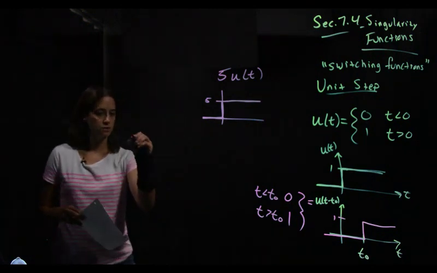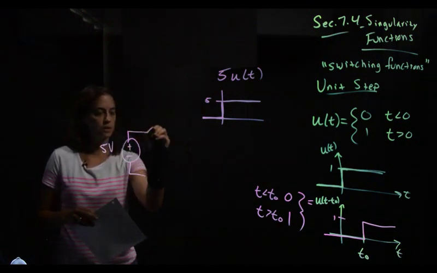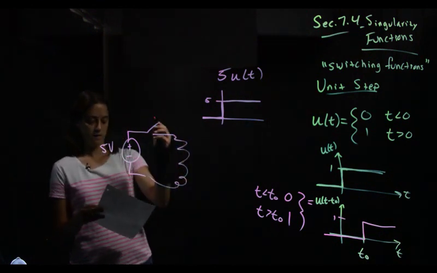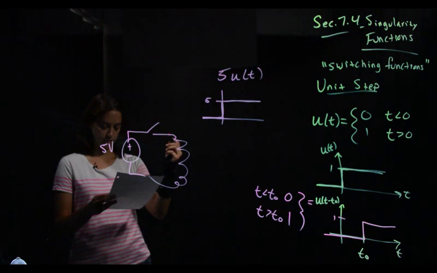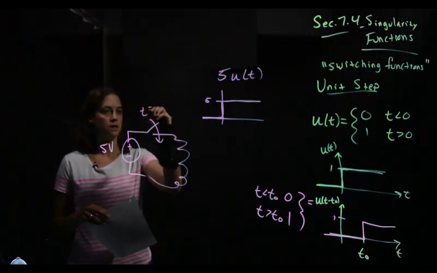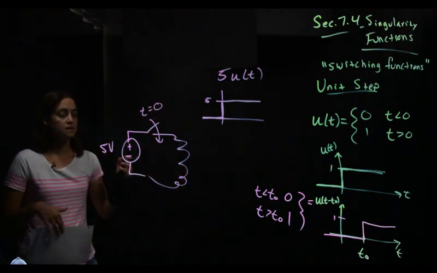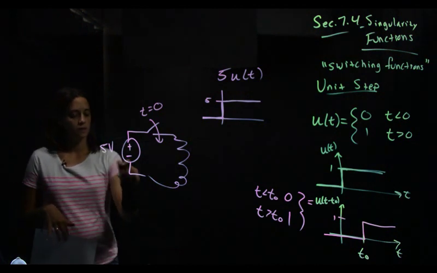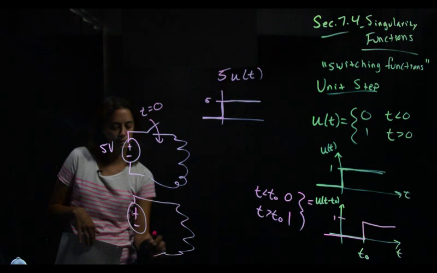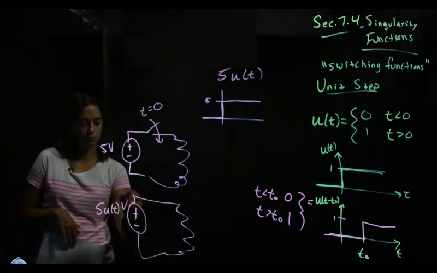It allows us to do something like this. So if I have 5 volts and a switch and some stuff, I don't care what it is, and I say, let's see, the switch closes at time t equals 0. So when t is less than 0, that switch is open. I can write this stuff like this instead: 5u of t volts.